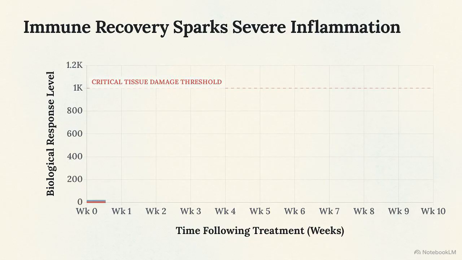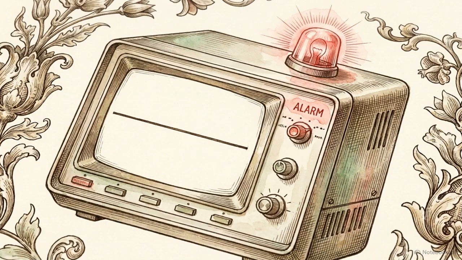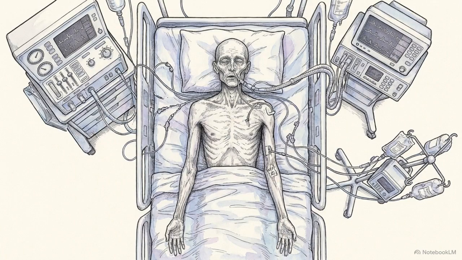If a physician rapidly restarts the patient's immune system with antiretroviral drugs while an opportunistic infection is actively present, the suddenly regenerated CD4 cells launch a massive, uncontrolled inflammatory attack on the pathogen. The resulting tissue damage can be fatal. A CD4 count below 50 represents absolute systemic vulnerability.